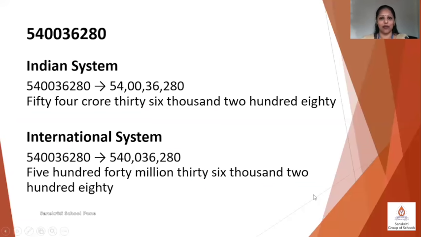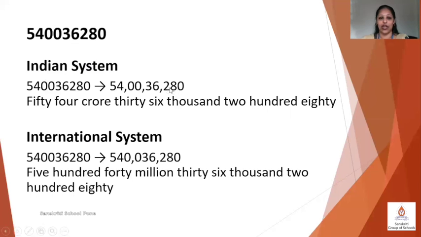We have a few more examples. Here we have the number 540036280. This number is written in the standard form and in words in both the number systems. Let's start with the Indian system. We have written the number in the standard form over here. We have placed the commas at the appropriate places. So it is written as 54,00,36,280.